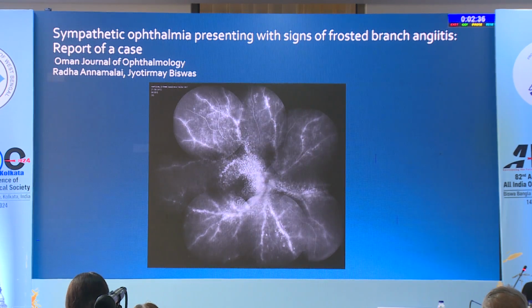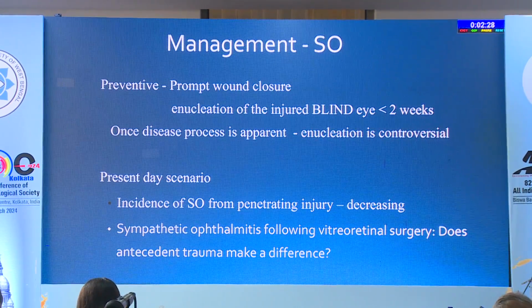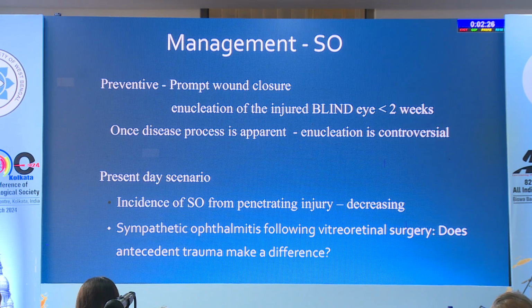This is a rare case of sympathetic ophthalmia presenting signs of frosted branch angiitis, which was published by Dr. Biswas. The best way to manage sympathetic ophthalmia is a prompt and good wound closure. Enucleation of the injured blind eye within 2 weeks can help in reducing the incidence. But once the disease process is apparent, enucleation is controversial. In the present day scenario, the incidence of sympathetic ophthalmia from penetrating injury is decreasing, but there is a debate whether it is increasing following vitreoretinal surgery or whether the antecedent trauma is making the difference or not.